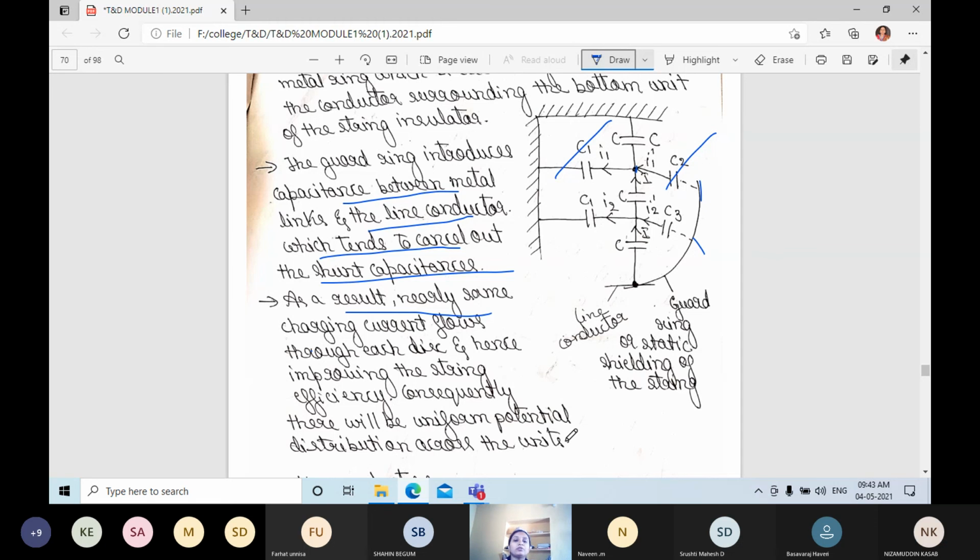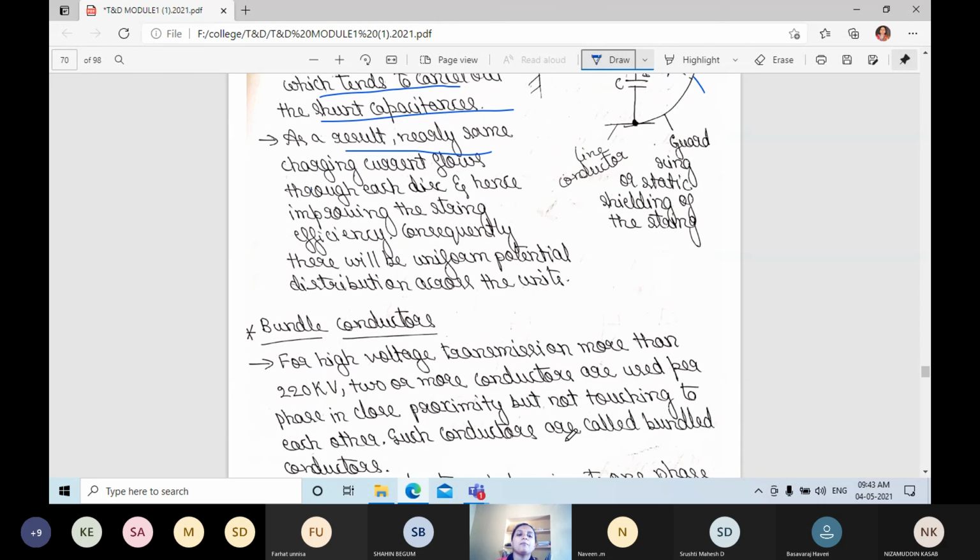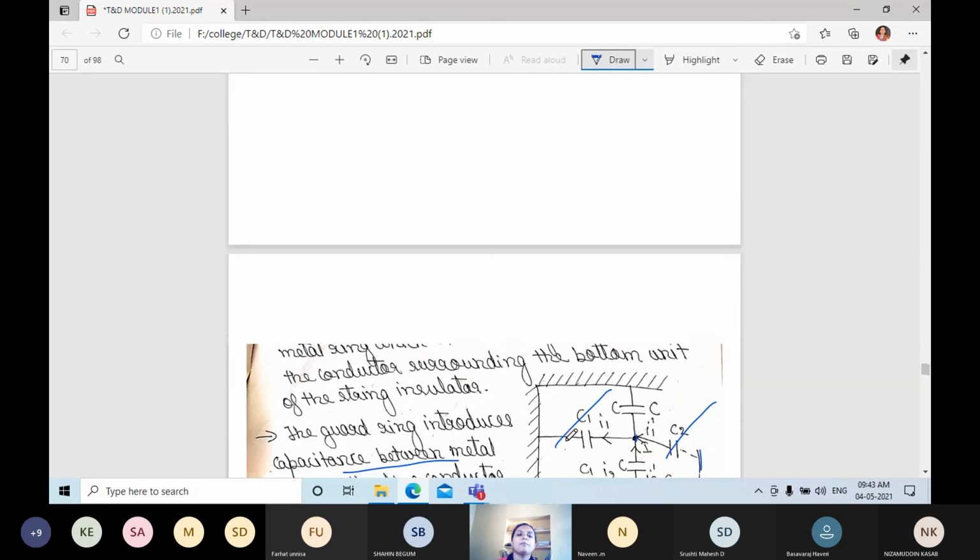The main problem is due to shunt capacitance only, which makes the voltage not uniform. If the shunt capacitance is cancelled due to the guard ring, which produces capacitance, then you will get uniform distribution. We can maintain the uniform distribution. These are the methods for improving string efficiency.